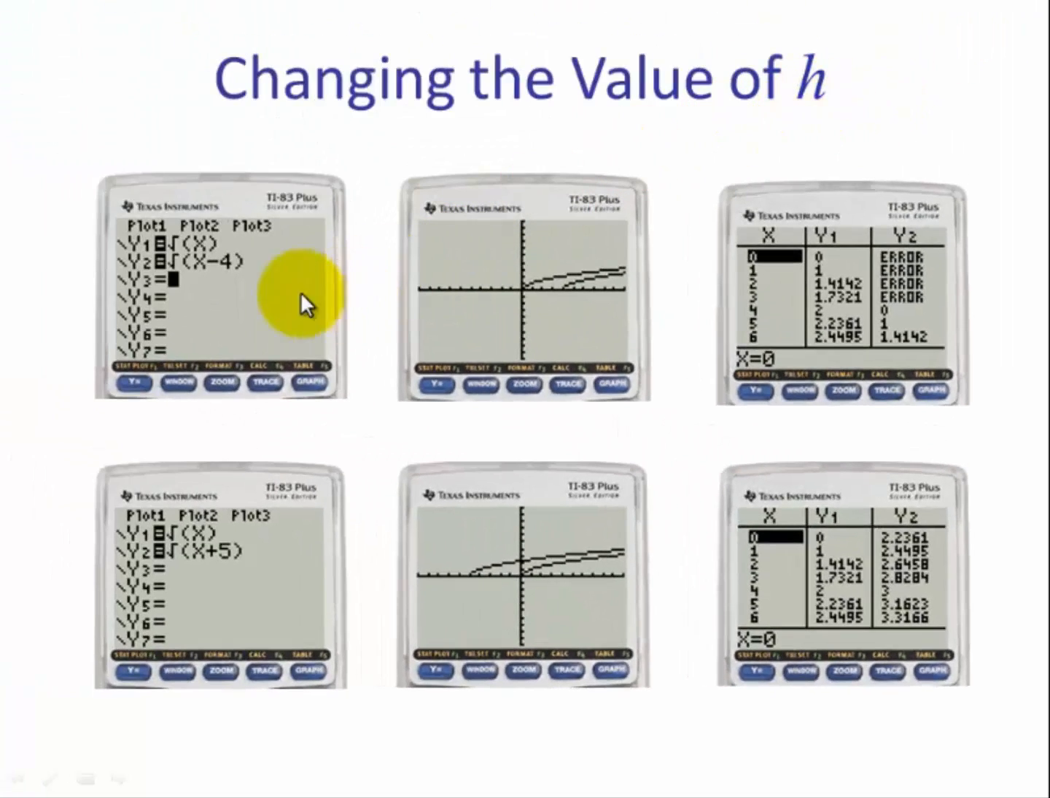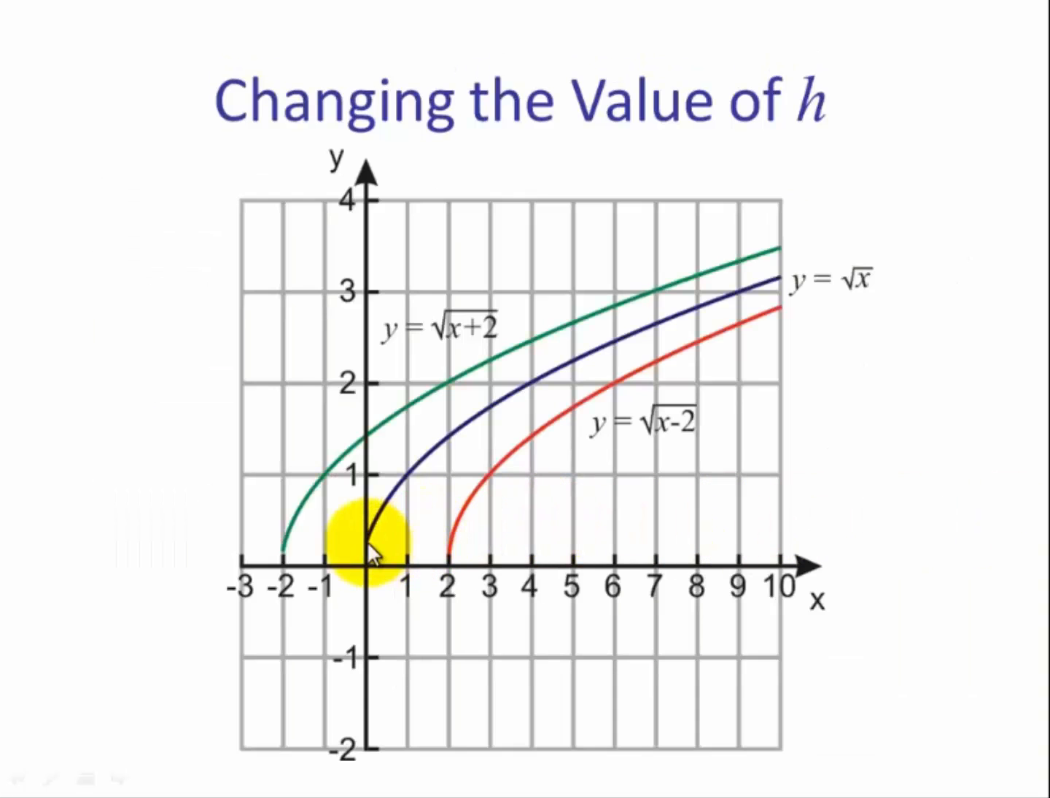Thus, as h is a positive number, it's a translation to the right, and when h is a negative number, x minus a negative 5 is the same thing as x plus 5. The function translated 5 units to the left. So here we have our parent function. When h is 2, it's 2 units to the right. When h is a negative 2, which produces x plus 2, it's 2 units to the left.